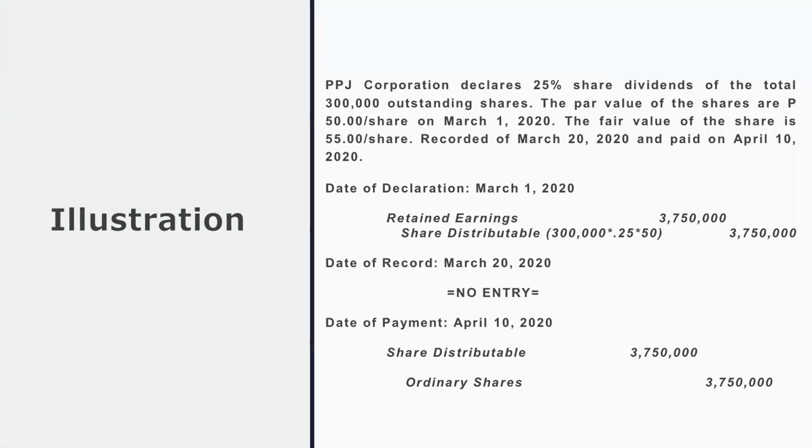So we have an illustration here. What if PPJ declares dividends at 25% of the total outstanding shares of 300,000? So how many shares is that? 300,000 times 25%, that's 75,000 shares. So 75,000 shares times, take note, par value only because this is a large share dividend. So you have 3,750,000. That's the amount to be debited. So we credit share distributable at 3,750,000. On the date of record, we have no entry. On the date of distribution or payment, you just debit share distributable and credit ordinary shares at 3,750,000. So that will be the last slide.